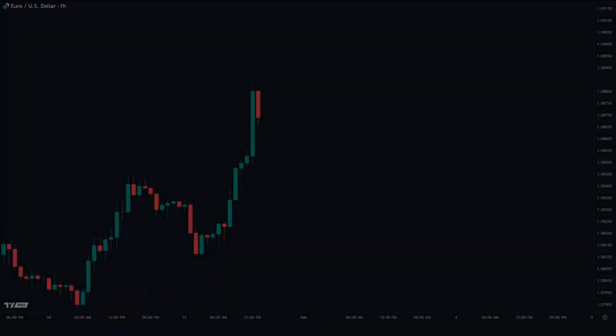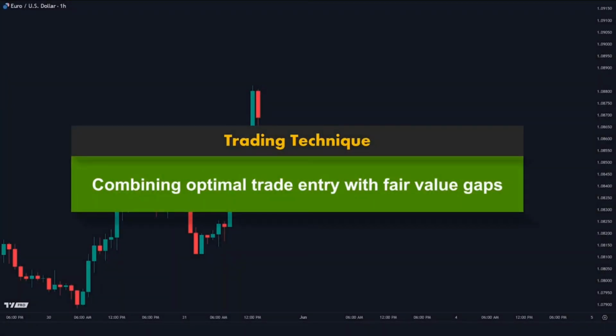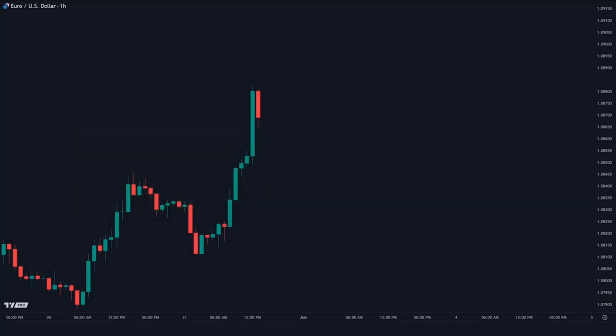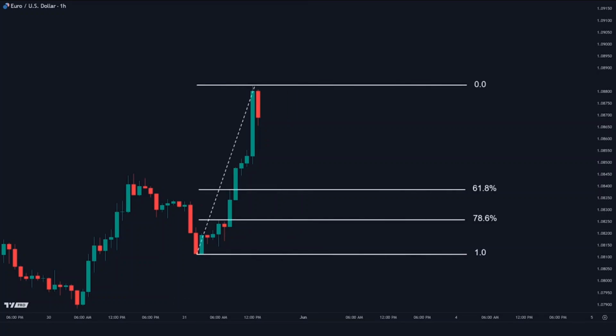Now, let's combine the optimal trade entry with fair value gaps. In this example, we're in a clear uptrend. We wait for a pullback to enter a long trade at a better price. If the price drops below this level, it could signal a shift in momentum and put the uptrend in question. By applying the retracement tool, we define the correction range and identify the optimal trading zone.